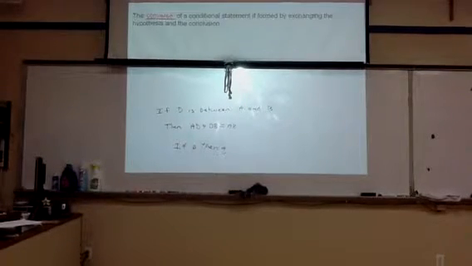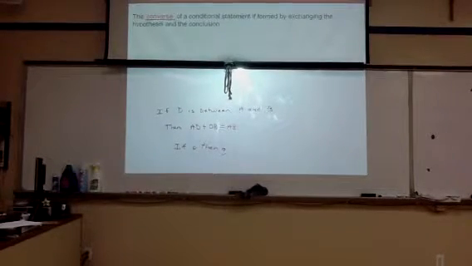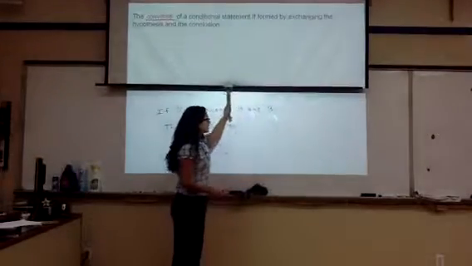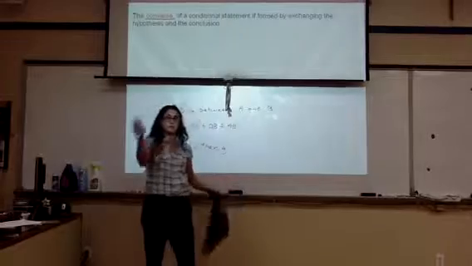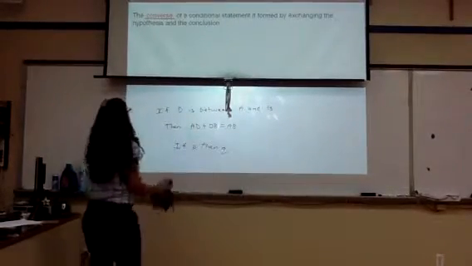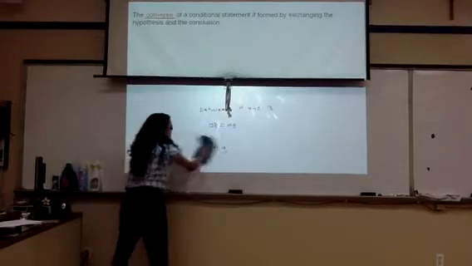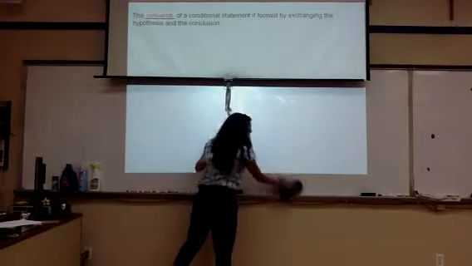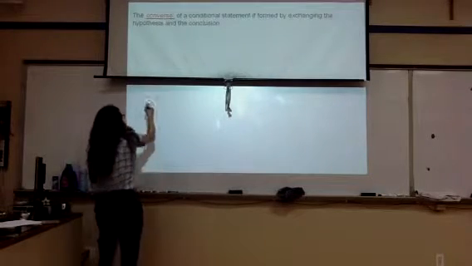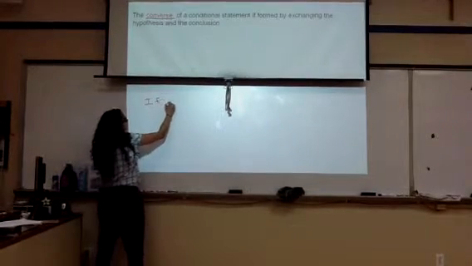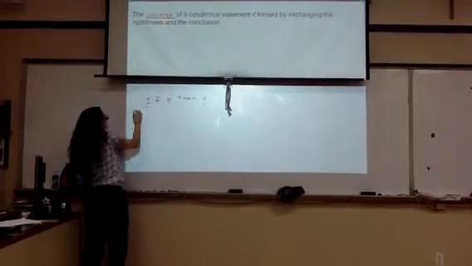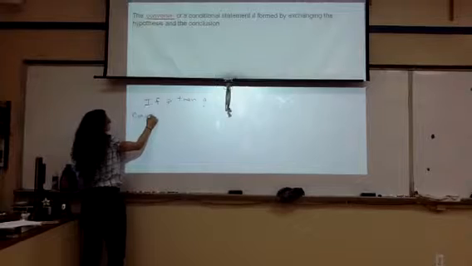If you look at your vocab, we have the regular conditional if-then statement, and then we're going to learn forms of how to write this, and they're all based off of rules. The next one is the converse. The converse of a conditional statement is formed by exchanging the hypothesis and the conclusion. So if we're using if P, then Q as a regular if-then, how do we write the converse?